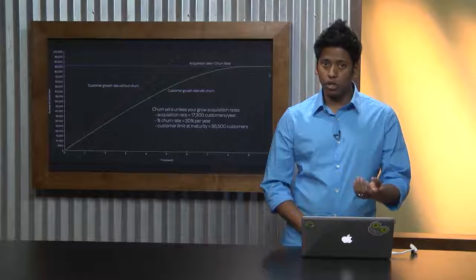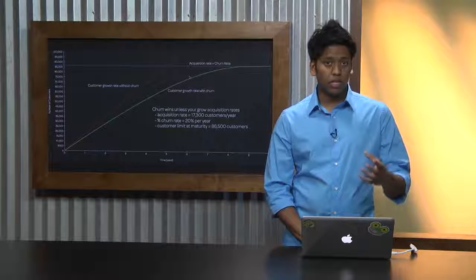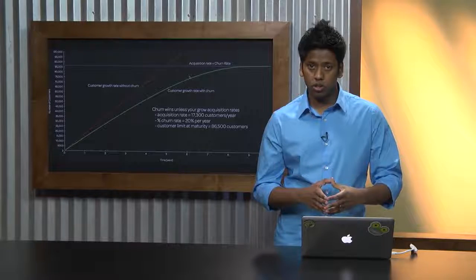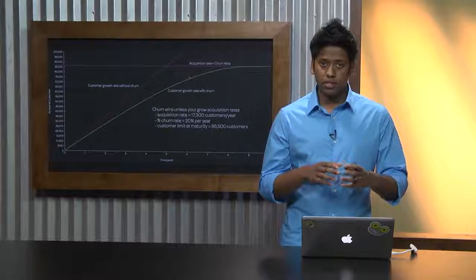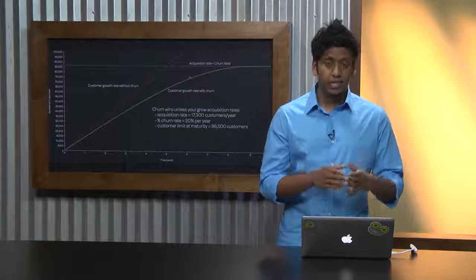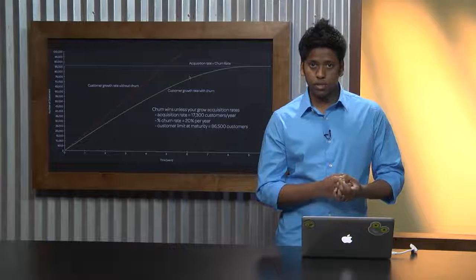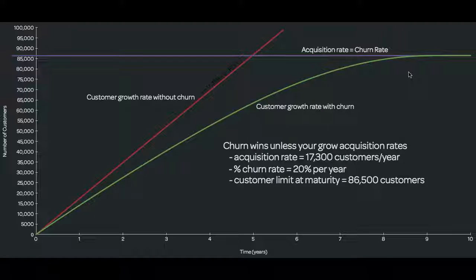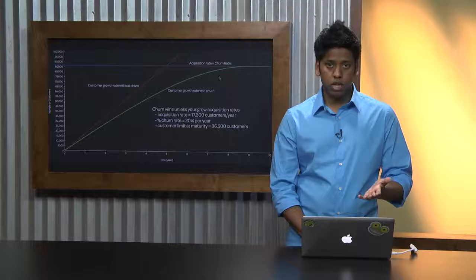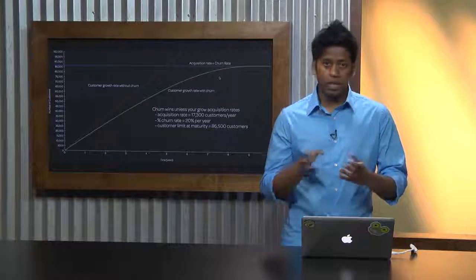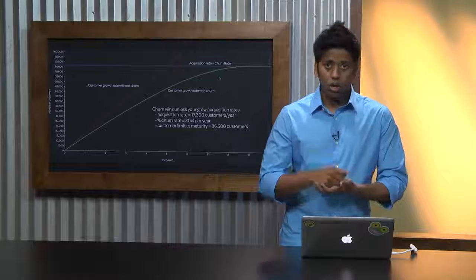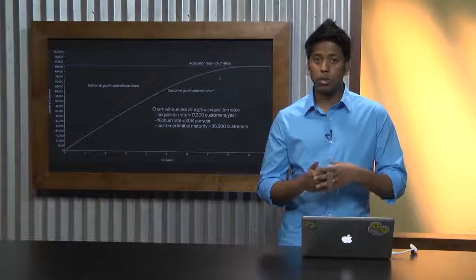So as I mentioned earlier, the acquisition rate was around 17,300 customers per year. If our churn rate is 20%, then our acquisition rates equal our churn rates at 86,500 customers. So we plateau at 86,500 customers, and unless we increase our acquisition rates, we won't be able to do better. This is very important looking forward. We need to know that we can either increase our acquisition rate or decrease our churn rate, or both.